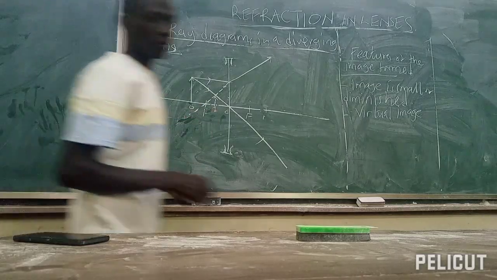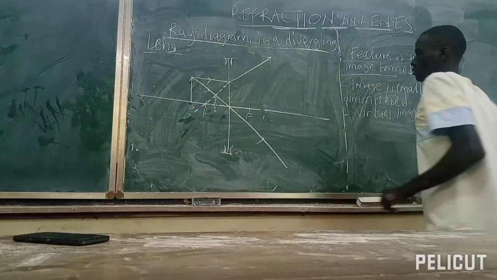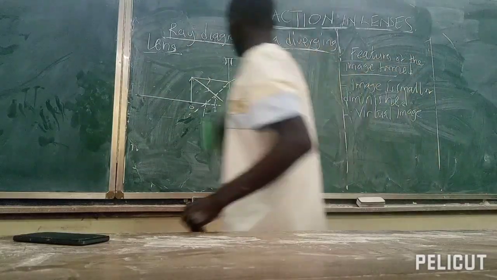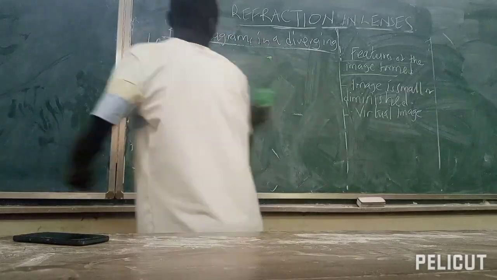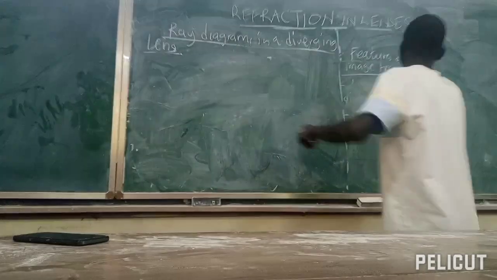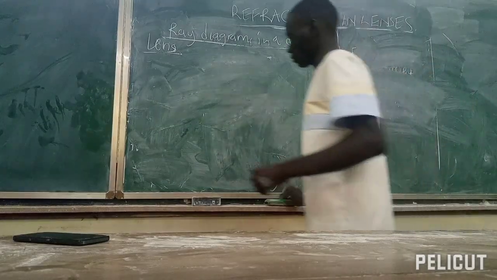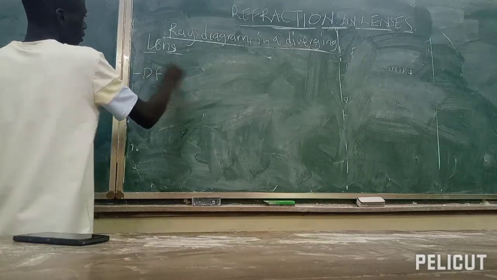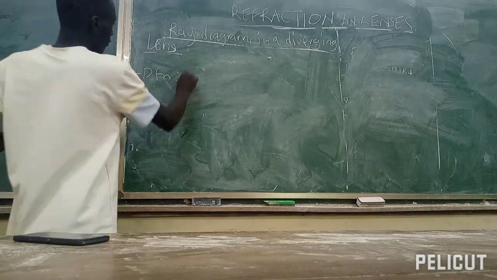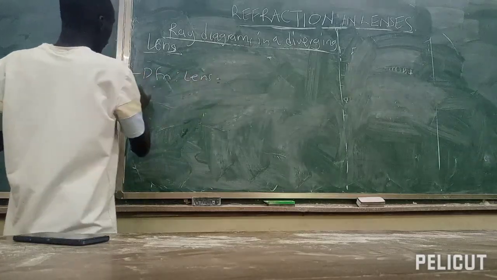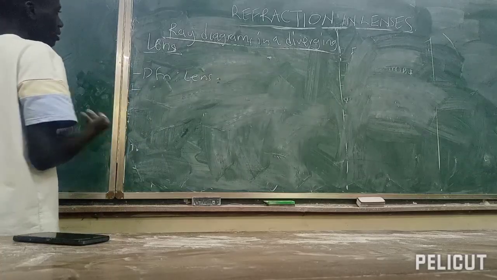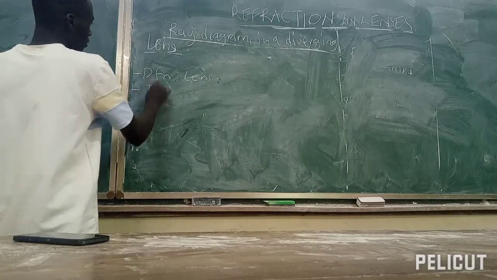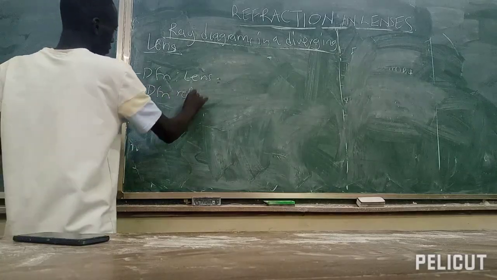For that case, allow me to review what we have learned today. As we say, our objectives for this lesson: you looked at the definition of a lens. You must know the definition of a lens, what a lens means. Then you looked at the definition of refraction.